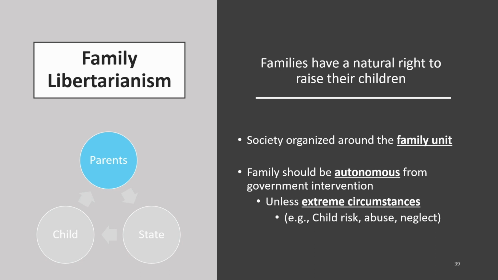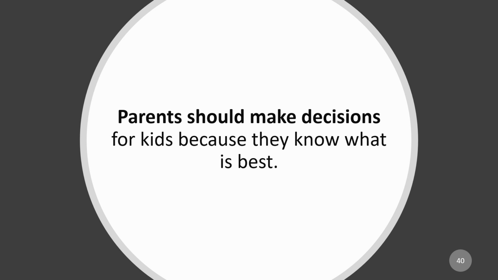Families have a natural right to raise their kids however they wish, and the state should not be able to intervene with that unless there are extreme circumstances. This perspective holds an assumption that parents should make decisions for the kid because they're the ones who know best. They're the ones that know what is in the best interest of the child because they are responsible for raising the family, and they're the ones who have known the kids the most, and they're the ones that can tell you what is going to be in their kids' best interest.